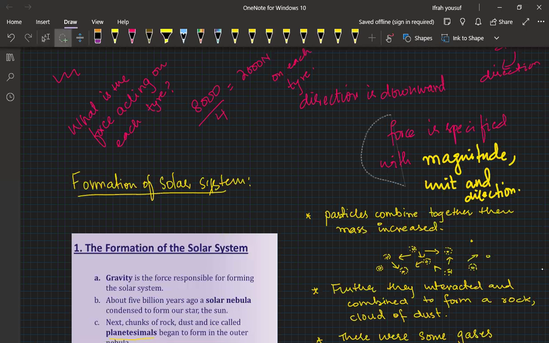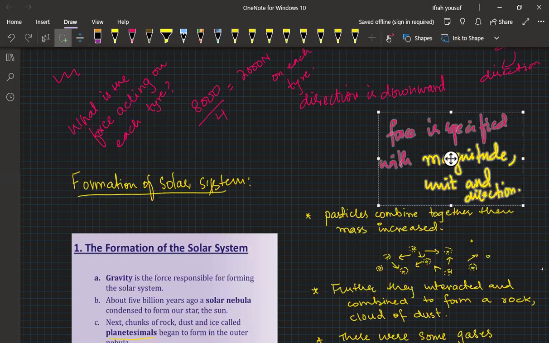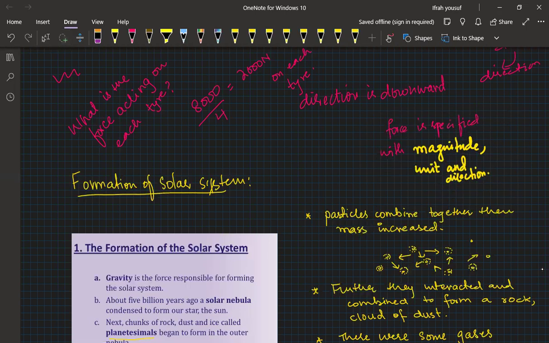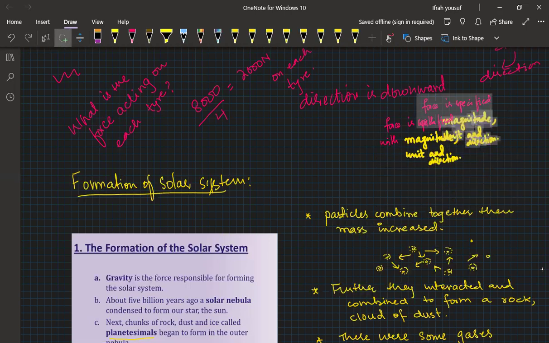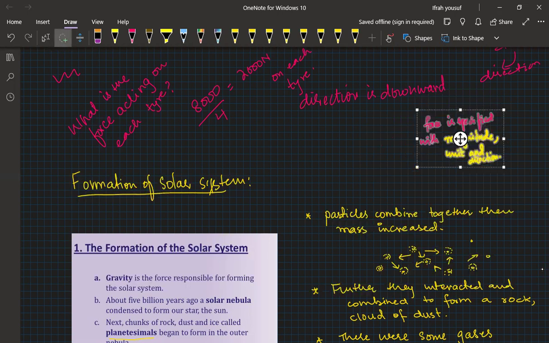And now the new topic that we started in the last class, that was formation of solar system. Okay. So I think before that we should do some past paper questions related to mass with gravity.